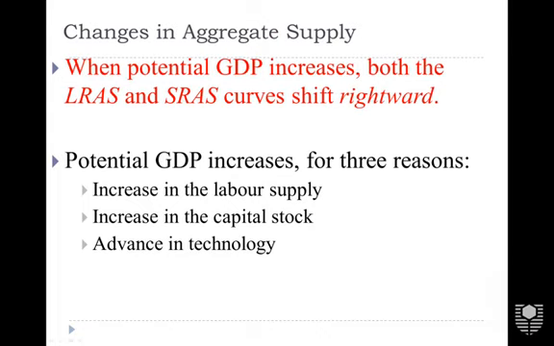When potential GDP increases, both the long run aggregate supply and short run aggregate supply curves shift rightward. Obviously, if we can produce more, our capacity to produce more increases, then the curves shift towards right.